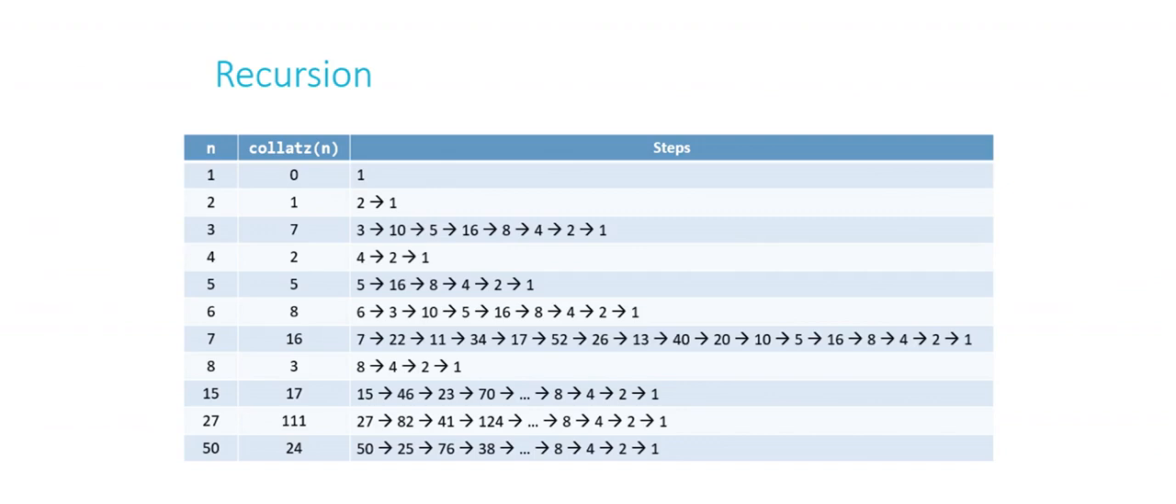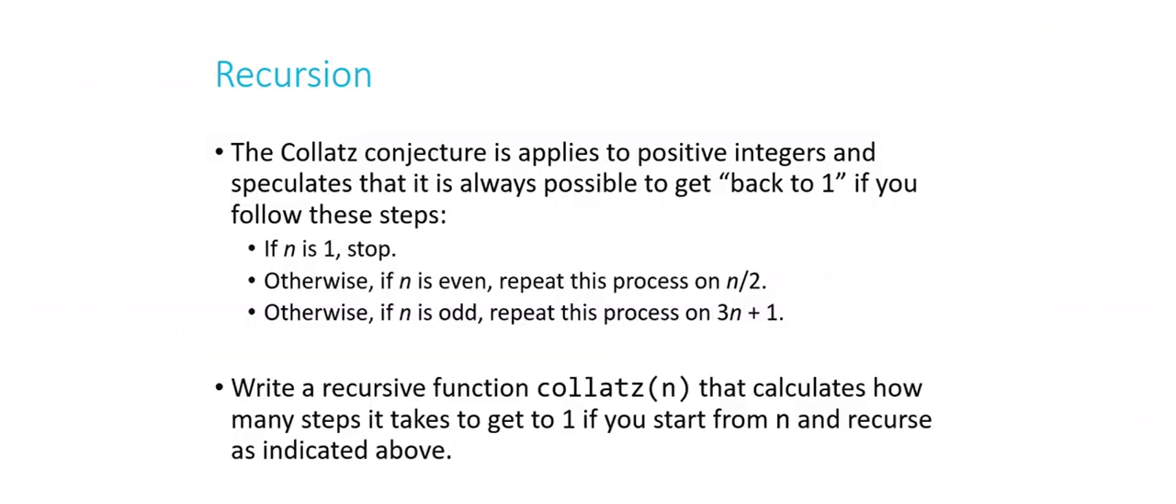So again, pause the video, and I'll jump back now to what the actual process is here, what this conjecture is. See if you can figure out how to define collatz of n so that it calculates how many steps it takes to get to 1. All right, so hopefully you have paused the video and you aren't just waiting for me to give you the answer here. But if you are, well, here's the answer anyway.